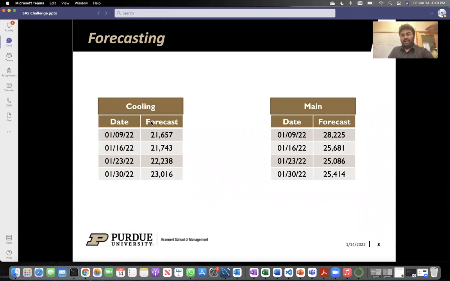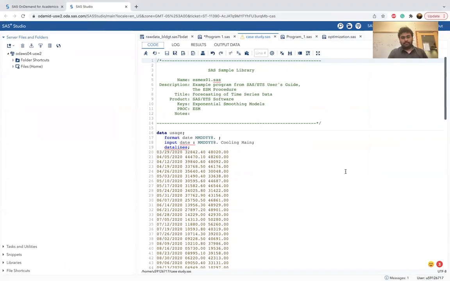Once we were able to do the exploratory analysis, we began with our optimization and forecasting in the project using the SAS software, and our results led to the following values. As you can see, the values on the screen are the forecasted amount of water in gallons. We are showing you the results, but let me go to the code and explain briefly what we have done.